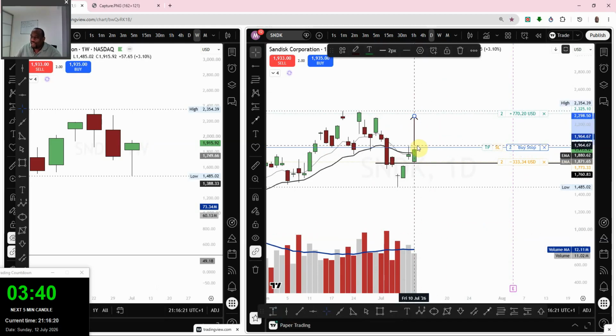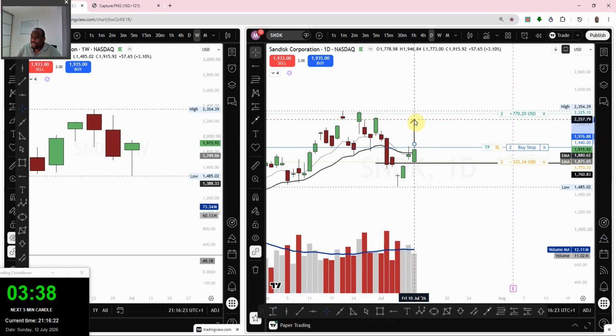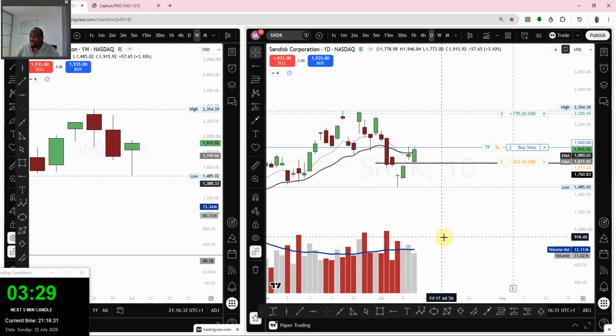Let me see if we can get this properly. And that's our target price. That's our target. So let's see what happens during the week. Let's make it one stock. Maybe I'll be able to do the 3 today, but I'm not going to do the 3. Let's just do one.